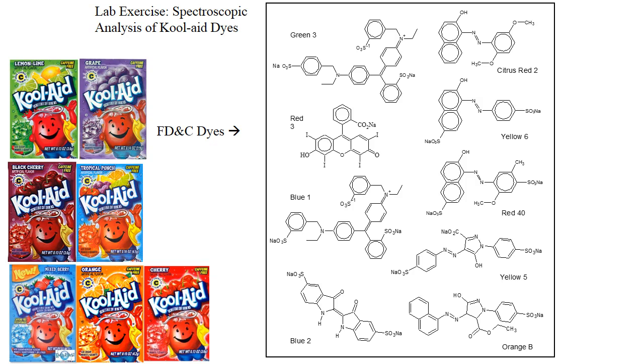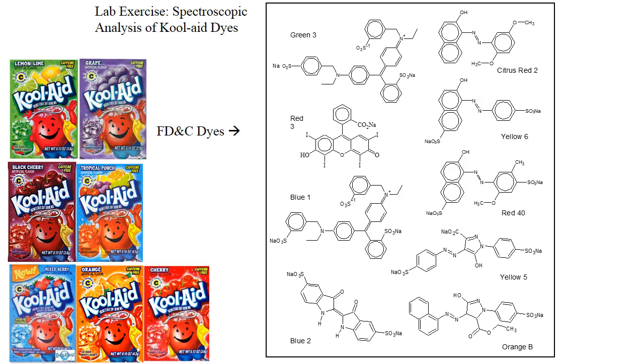So there's a green and there's an orange in there and there's a couple of reds, but the most common ones are red and blue and yellow, and those are the ones that are going to be present or not in the various Kool-Aid samples. There are two common forms of red, red 3 and red 40. Two common blues are blue 1 and blue 2. And two common yellows are yellow 5 and yellow 6.